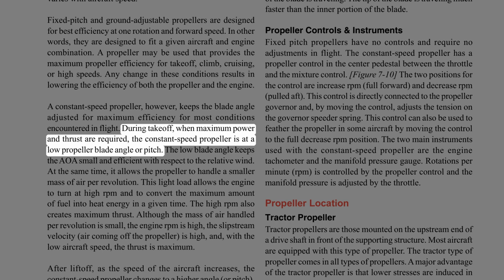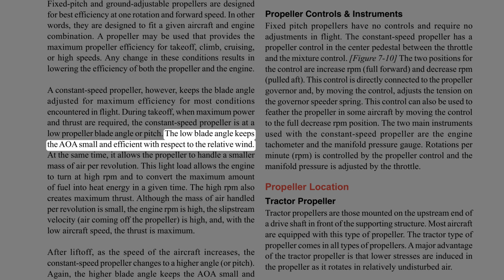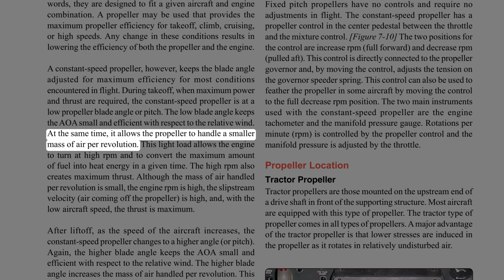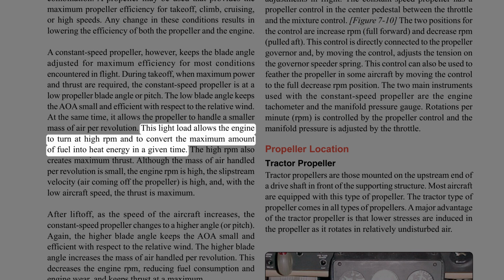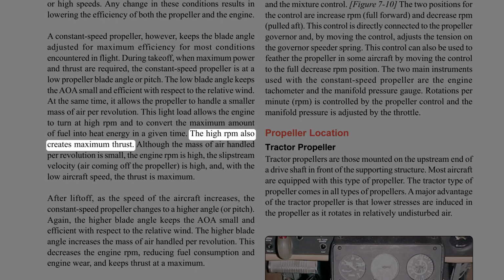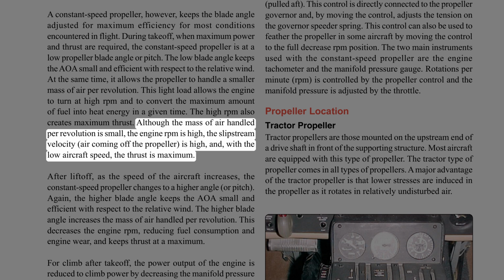During takeoff, when maximum power and thrust are required, the constant speed propeller is at a low propeller blade angle or pitch. The low blade angle keeps the AOA small and efficient with respect to the relative wind. At the same time, it allows the propeller to handle a smaller mass of air per revolution. This light load allows the engine to turn at high RPM and to convert the maximum amount of fuel into heat energy in a given time. The high RPM also creates maximum thrust. Although the mass of air handled per revolution is small, the engine RPM is high, the slipstream velocity, air coming off the propeller, is high, and, with the low aircraft speed, the thrust is maximum.